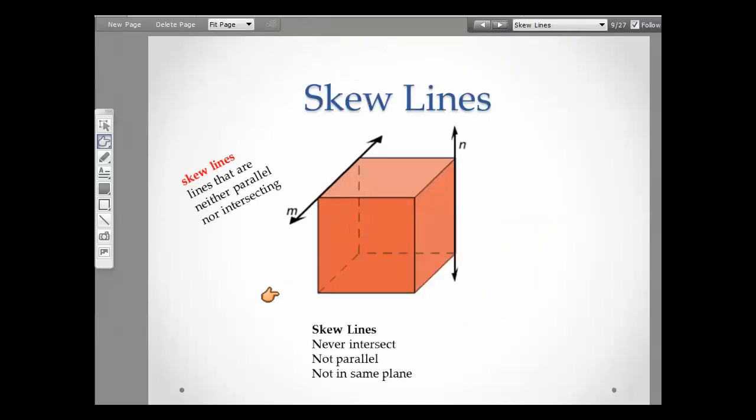Skew lines. Skew lines are lines that are neither parallel nor intersecting. So if you look at the lines, here's line M and here's line N, those two lines will never intersect and they will never be in the same plane. Never, ever, ever. And they aren't parallel. So, skew lines never intersect. They're not parallel. They're not in the same plane.